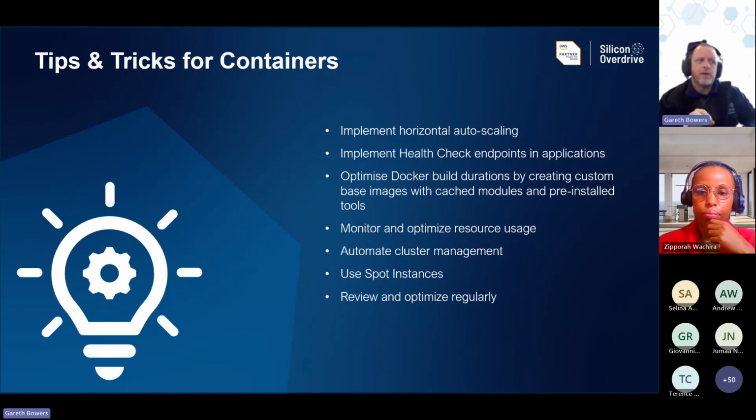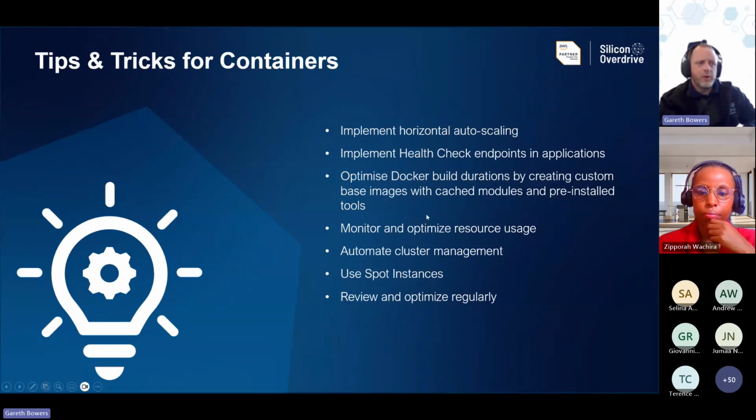But it will mean that your build durations can be smaller, they deploy faster, and generally it's more fit for purpose. So again, you want to understand where you can leverage a lot of the benefits of reusable services within your Docker containers.